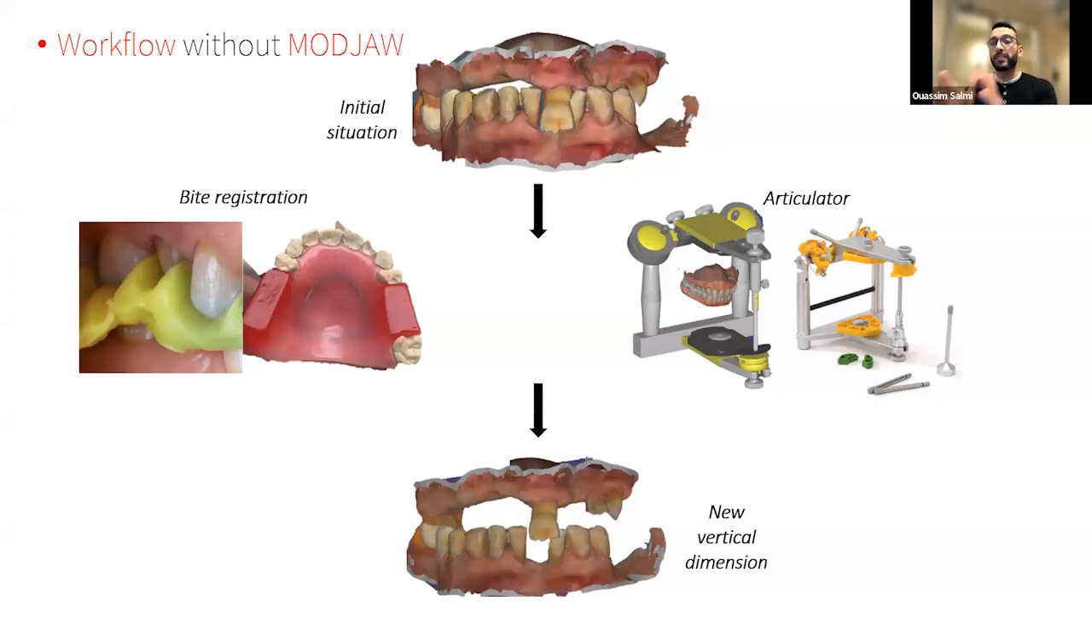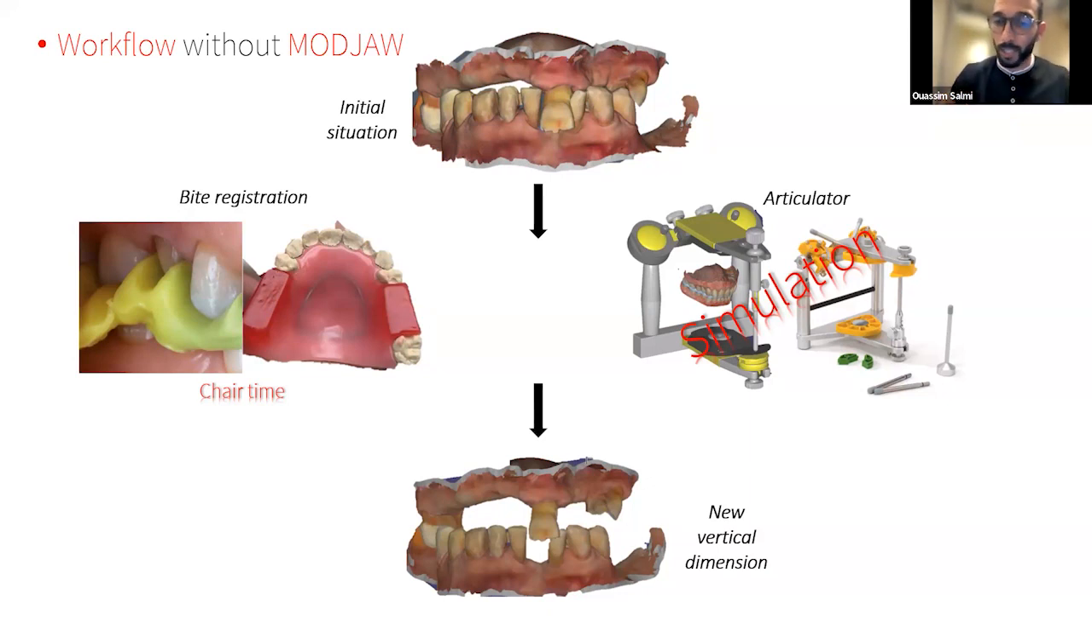The second way is to send models, upper and lower in occlusion, to the lab. They put them inside an articulator and raise the bite according to that. So in the two ways, one, it is time consuming, and the second, it is without giving reproducible or predictable results.